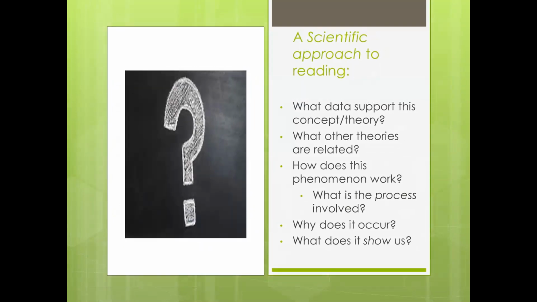Additionally, your authors suggest that you take a scientific approach to reading, meaning that you begin to ask yourself a series of questions as you approach each new chapter. What data support this concept or theory that you're reading about? What other theories are related to the central ideas under discussion? How does the phenomenon described actually work? In other words, what's the process involved in checking on that experiment or proving that rule? Why does it occur if it's a natural phenomenon? And what does it show us about the relationships that we are reading?